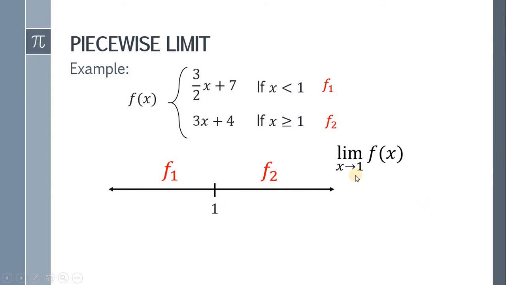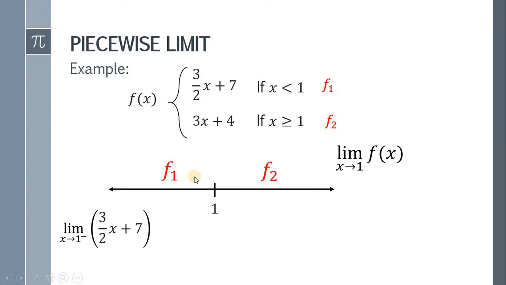Now, we need to find the limit of f of x as x approaching 1 coming from the left side. Ang tanong, ano yung gagamitin nating function? Coming from the left side, ito yung left side. Coming from the left side, ang gagamitin natin ay yung function 1. So, we have the limit of 3 over 2x plus 7 as x approaching to 1 coming from the left side.